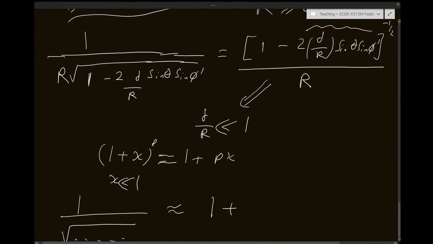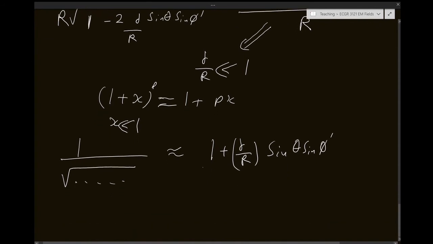So I can say that my 1 over square root, I won't write the whole thing, is approximately equal to 1 plus, what's p in this case? P is minus half, right? So I end up with minus half x. What's x in this case? X is this term, which already has a minus sign in it. So the minus goes away, becomes plus. And then I have 2d over r. So 2 cancels with 2. I end up with d over r sine theta sine phi prime over r.